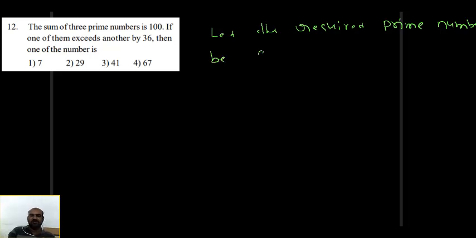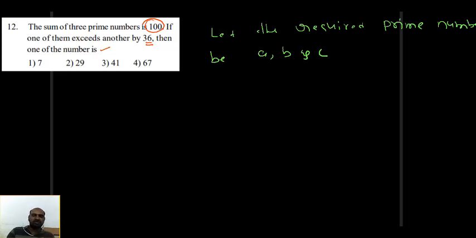Okay, this is our next problem. The sum of three prime numbers is 100. Let the required prime numbers be A, B and C. First of all, I want to read the question. The sum of the three prime numbers is 100. If one of them exceeds the other by 36, then find one of the numbers.